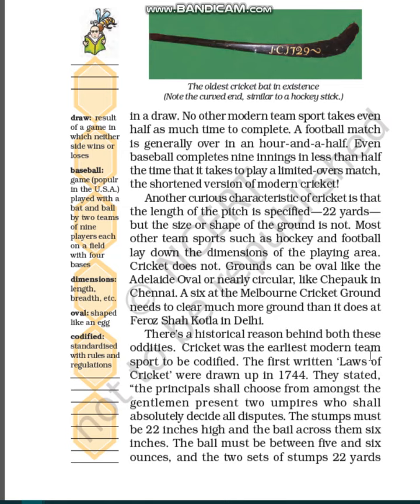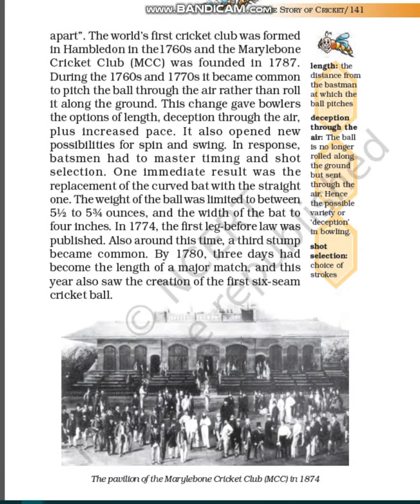Cricket was the earliest modern team sport to be codified. The first written laws of cricket were drawn up in 1744. They stated, "The principal shall choose from amongst the gentlemen present 2 umpires, who shall absolutely decide all disputes. The stumps must be 22 inches high, and the bail across them 6 inches. The ball must be between 5 and 6 ounces, and the two sets of stumps 22 yards apart."